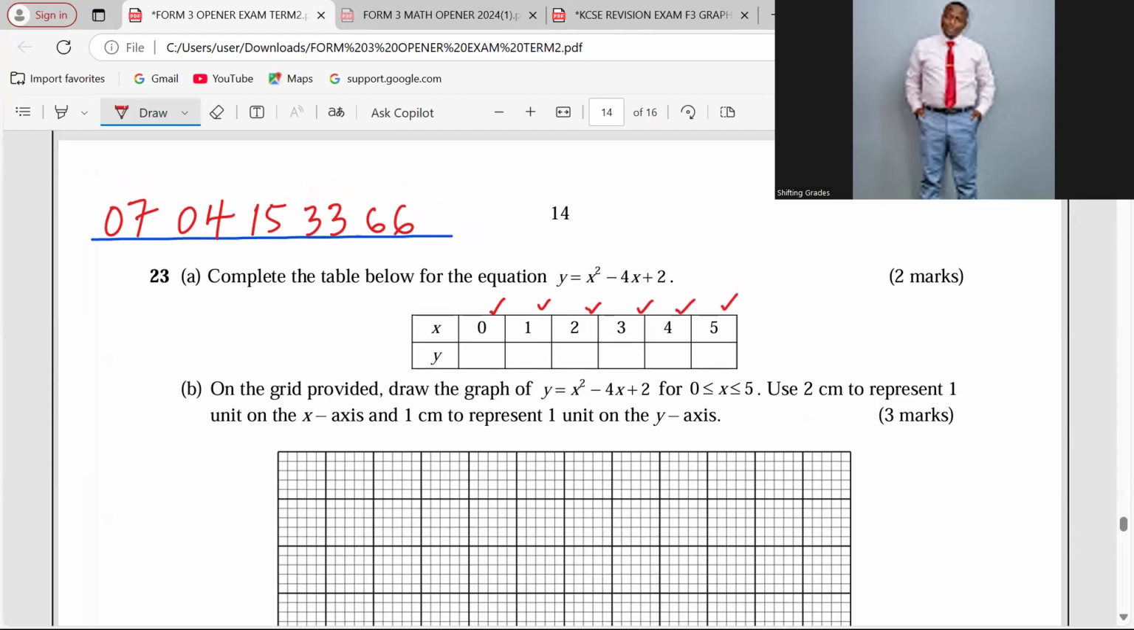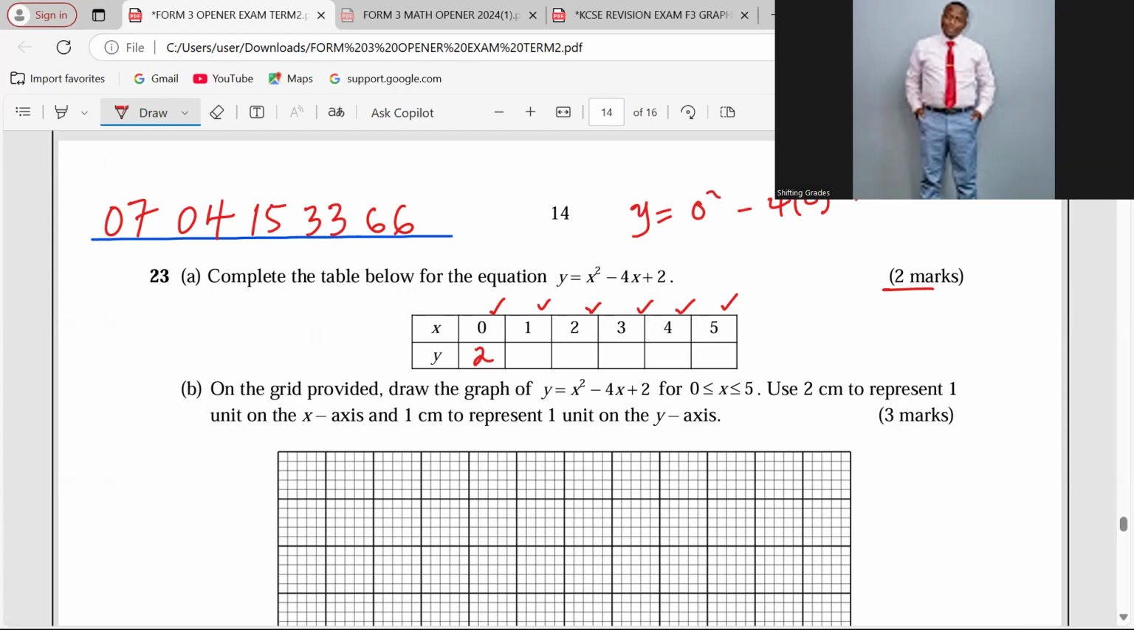I want to advise students, whenever they come across graphical questions, make sure you maximize on these kinds of questions. We begin by looking at the first 2 marks, whereby we have to substitute the values of x in the equation so that we may get the corresponding values of y. So y is equivalent to 0 squared minus 4 into 0 plus 2. And this will automatically give us 2.